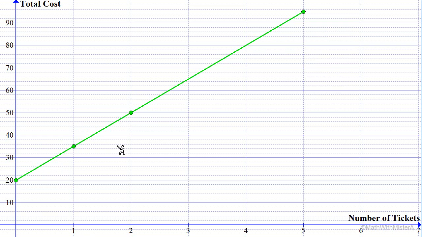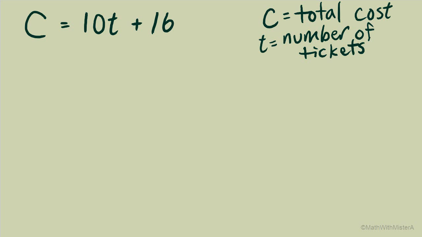Let's try another example where you start with the equation. And the equation is C equals 10t plus 16. C equals the total cost, t equals the number of tickets. Based on what we've done so far, can you visually spot the starting amount and that constant rate of change of cost per ticket?